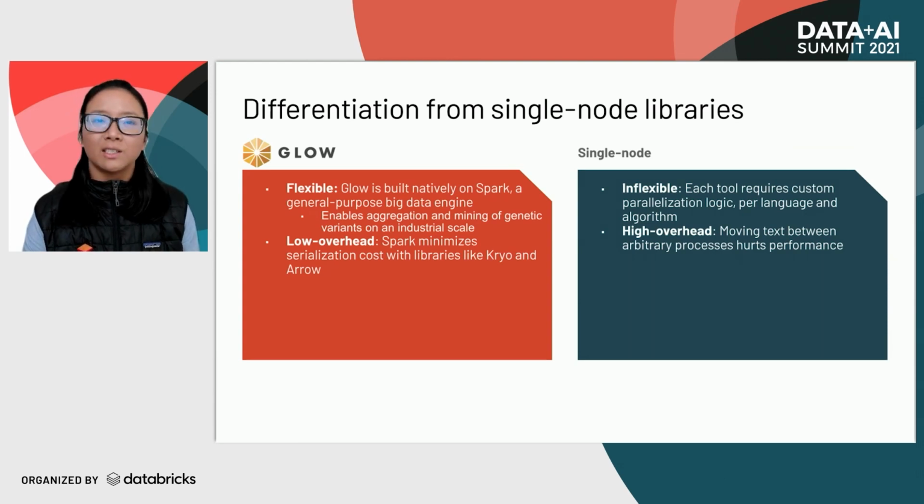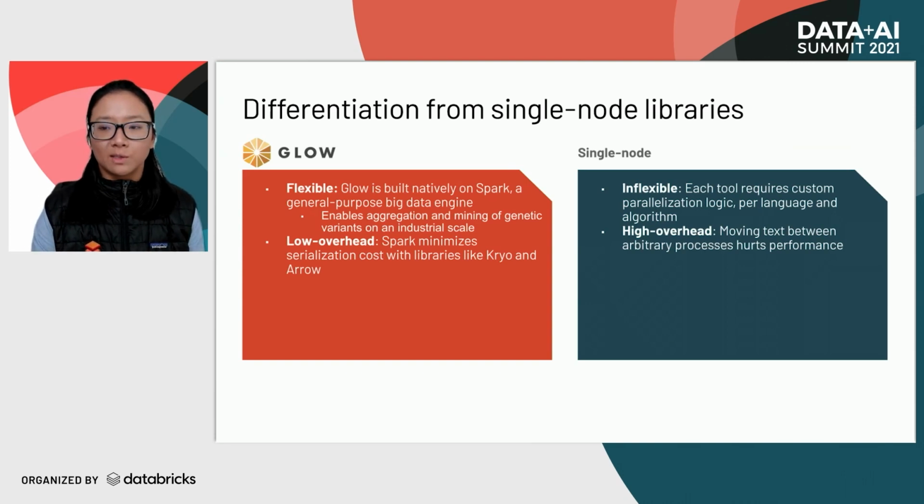In addition, single node tools are hard to wrangle when it comes to building production pipelines. When working with text input and output, we introduce significant amounts of overhead. Using Spark, we can keep everything in memory and minimize serialization costs. In Java, using Kryo, and in Python, using Arrow.